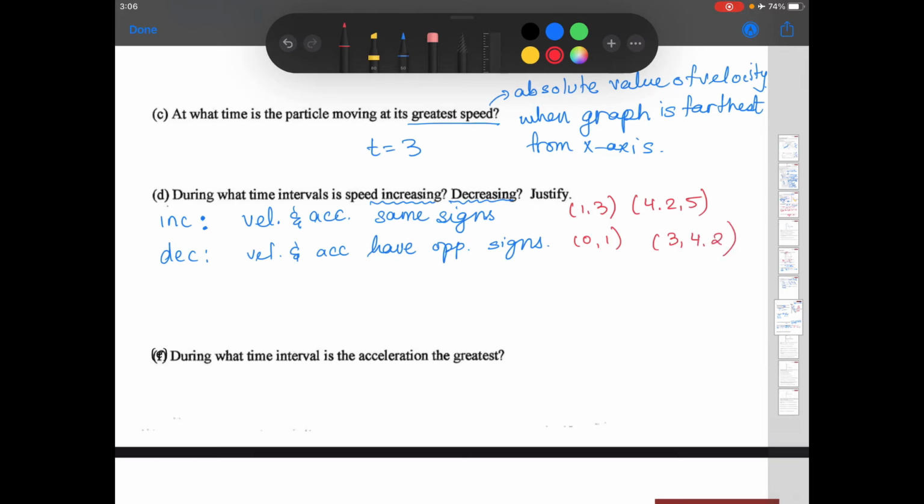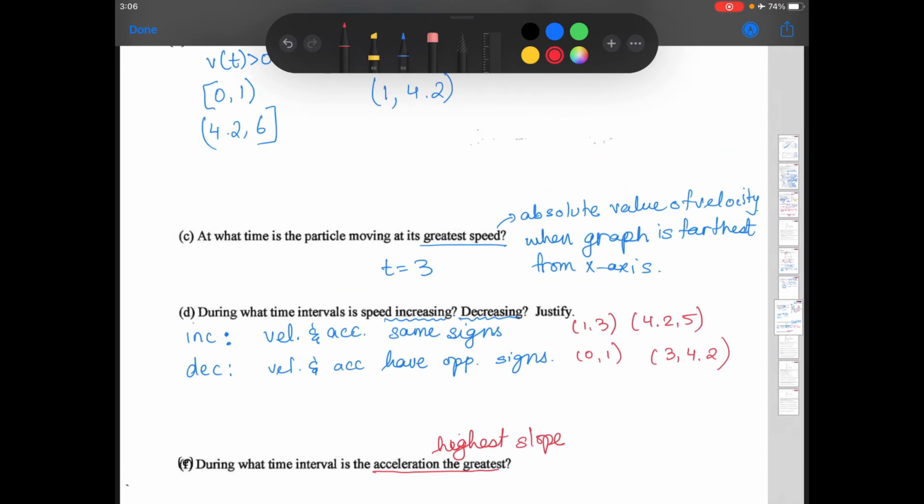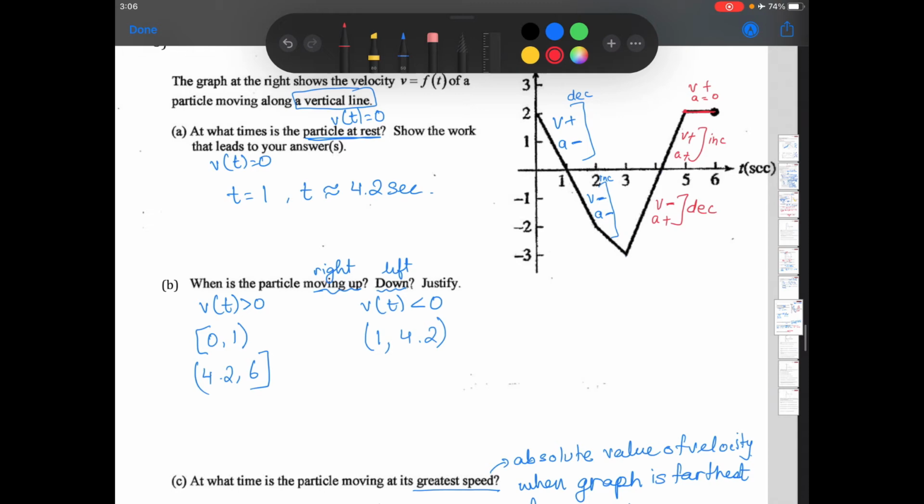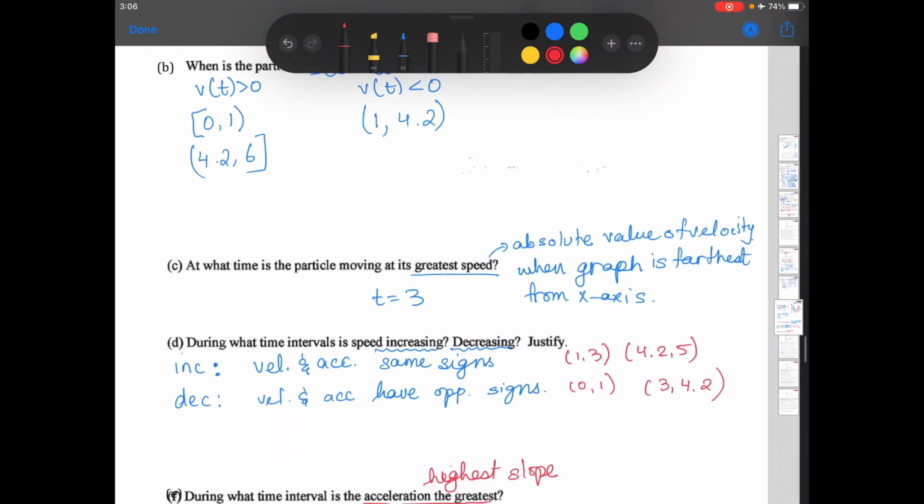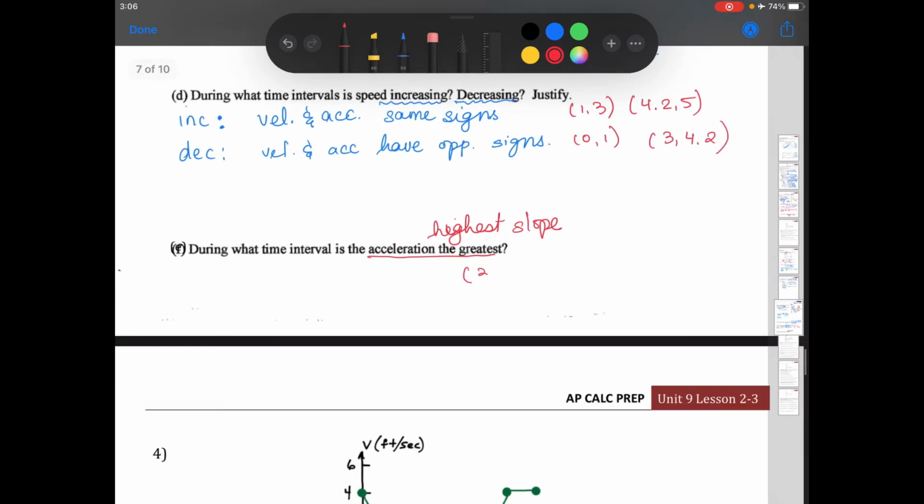Okay, so the last one. During what time interval is the acceleration the greatest? Again, acceleration is the rate of change of velocity. It's the derivative of velocity, so where does it have the highest slope? Acceleration is greatest wherever you have the highest slope. So that is on what interval? It is over the interval of 3 to 5, right? So there you go.